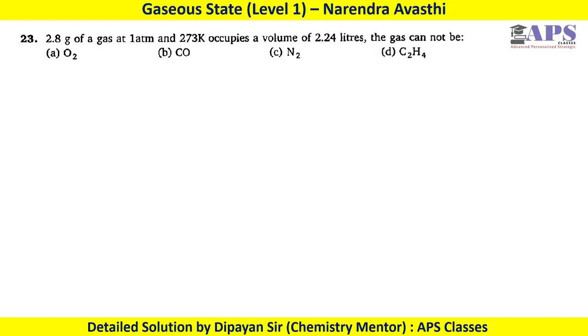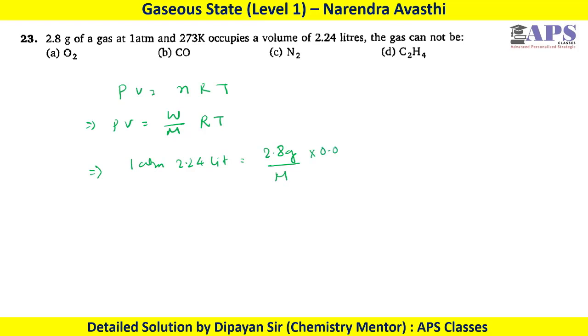For question number 23, 2.8 gram of a gas at 1 atm and 273 Kelvin occupies a volume of 2.24 liters. The gas cannot be. In this case we have to calculate the molecular weight of the gas. As we know that PV equal to nRT, and we can write PV equal to given weight by molecular weight multiplied by R into T. In this case we have to find the molecular weight. According to the problem, 1 atm pressure, 2.24 liter of volume, given weight is 2.8 gram. We have to find the molecular weight.